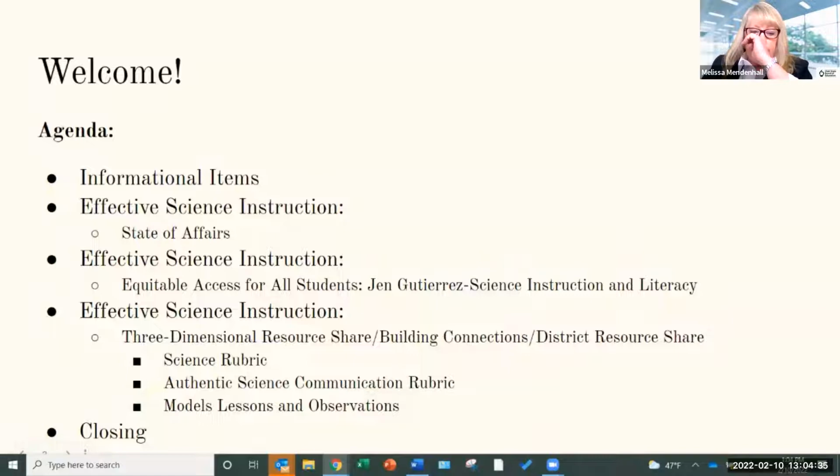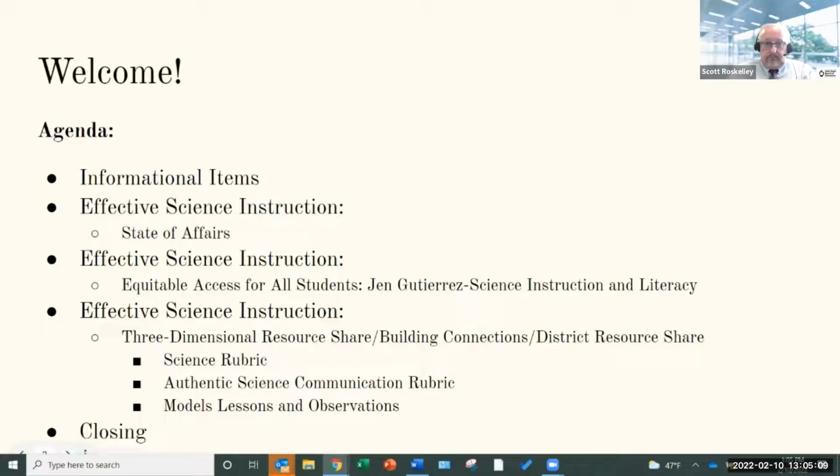And then we have a look at effective science instruction, how that interacts with three-dimensional resource share, building connections, and a district resource share. We have model teachers from across the state that have videoed lessons for us. And we have some new observation rubrics to watch the model lessons and use the observation rubrics. So I'm excited for that piece as well. So this is a packed, fabulous day.